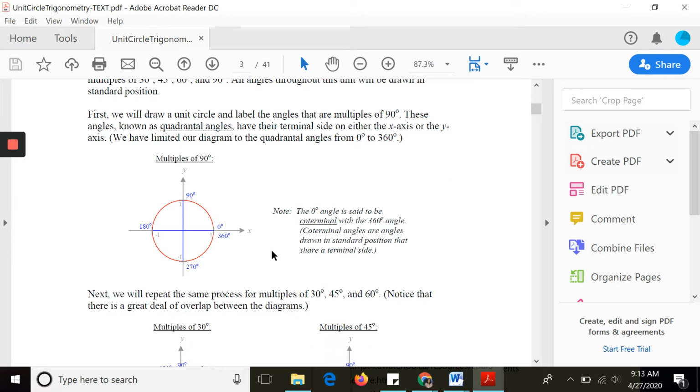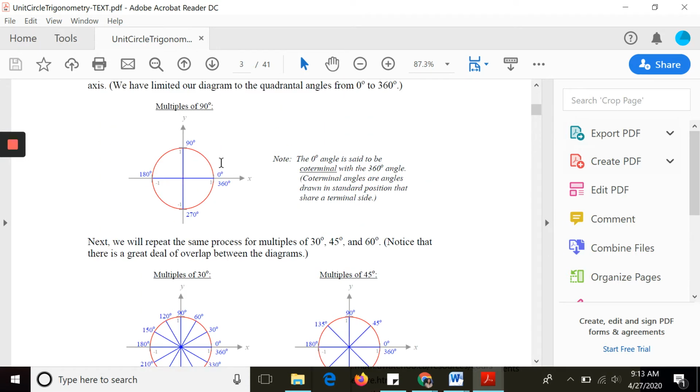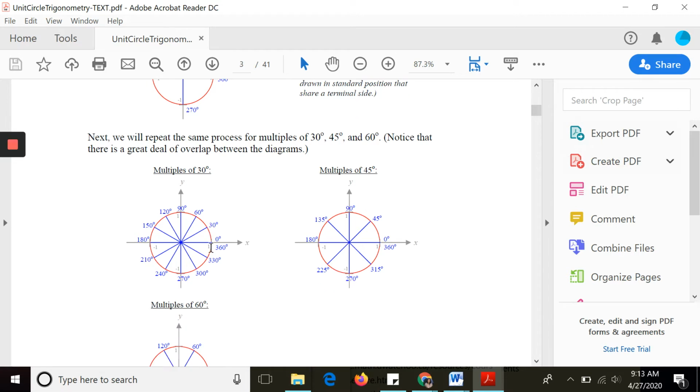Here, this is for multiples of 90. If you have 0 here, then 90, 180, 270, and 360 will be back here. Here are the multiples of 30. Again, I recommend you actually sketch this in your notebook. The multiples of 30 are 0, 30, 60, 90, 120, 150, and so on. And then the multiples of 45 are this one. So 45 and then 225, as you can see, are opposite to each other. 45 is in the first quadrant, 225 is in the third quadrant.